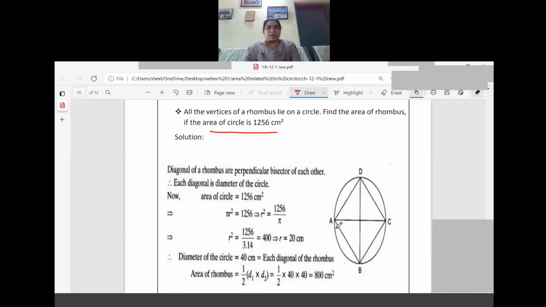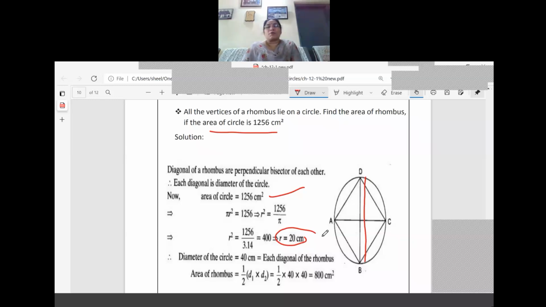So from the area of the circle, what we can calculate, that is the point we have to learn. Area of the circle is 1256, right? From this pi r square formula we have used, and what we can get, r square equal to 400, so r equal to 20 centimeter. I think I forgot to write pi value as 3.14. It is given in the question. Once we got r, we can calculate the diameter, because BD is a diameter only. As you know that all the points are on the circle, the rhombus diagonal passes through the center of the circle. So diameter we have to calculate.